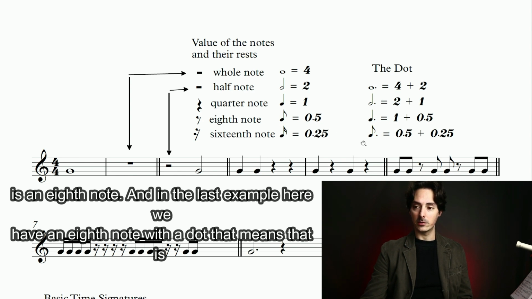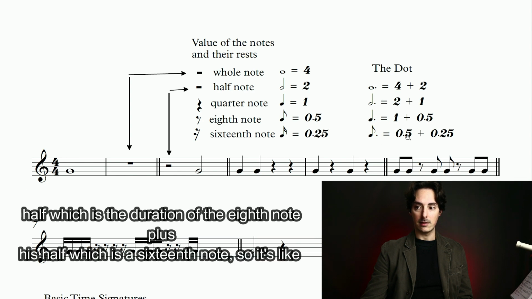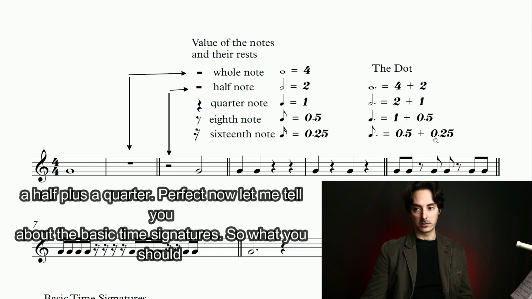And in the last example here we have an 8th note with a dot. That means that it is the duration of the 8th note plus its half, which is a 16th note. So it's like a half plus a quarter.